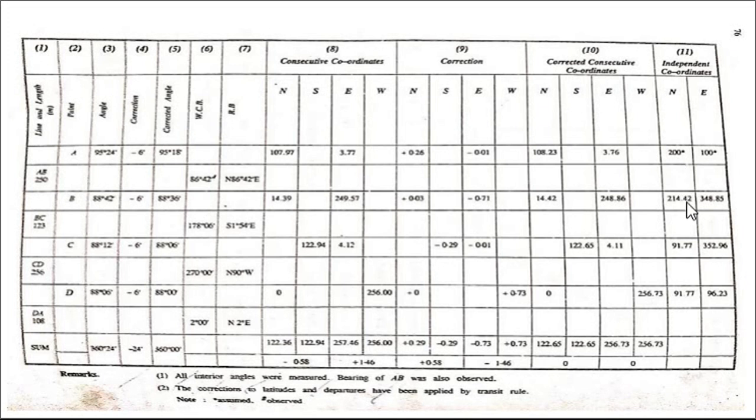So these are the independent coordinates. All independent coordinates are positive, so we can say that our traverse falls in the first quadrant or northeast quadrant, and with this, plotting of the traverse becomes very easy.